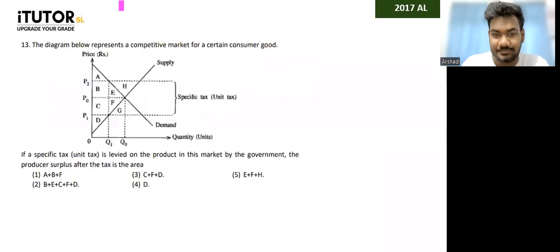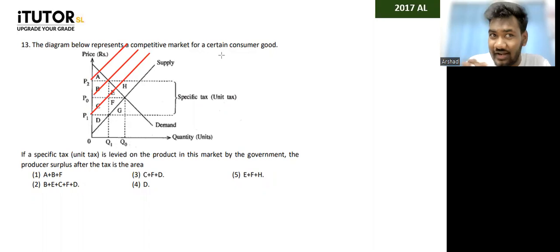Going to the next. The diagram below represents a competitive market for a certain consumer good. If a unit tax is levied on the product in this market by the government, the producer surplus after the tax is the area... Think, how is this going to happen? After a tax, the supply curve has to shift. How are you going to figure out how much it is going to shift? Is it going to shift like this? Like this? Like this? How are you going to figure that out?